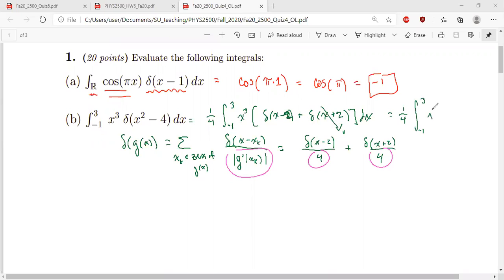Just writing it all out, x cubed times delta of x minus 2 dx. So that's okay. And the 1/4 comes from the derivative evaluated at the zero. And then finally evaluating that, that's 1/4 times 2 cubed, or 8 divided by 4, or 2.